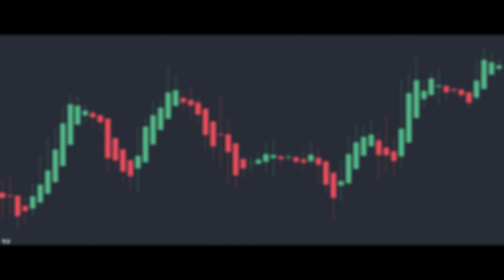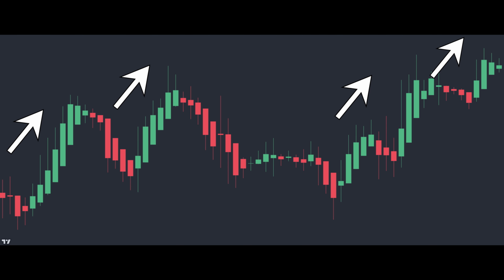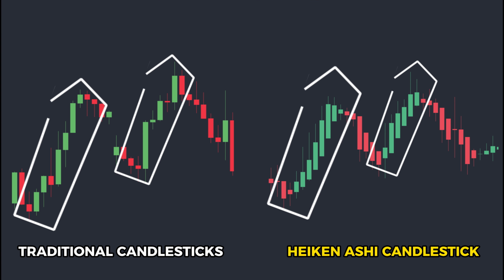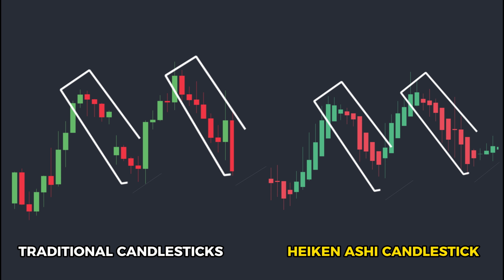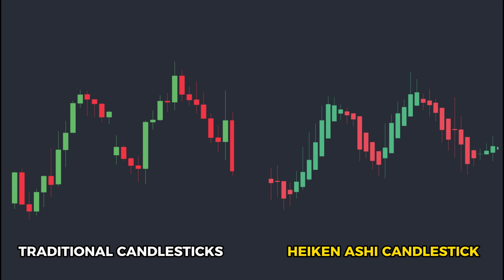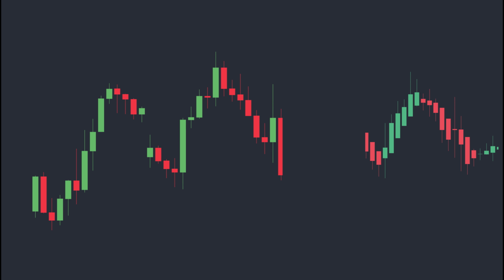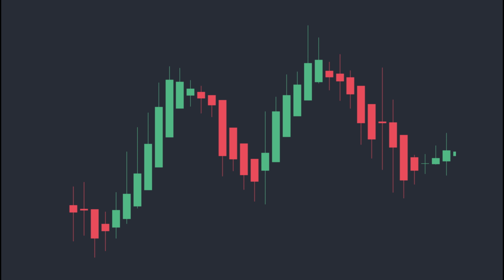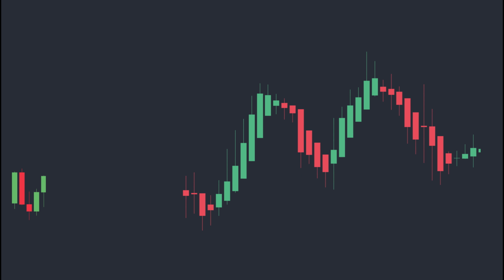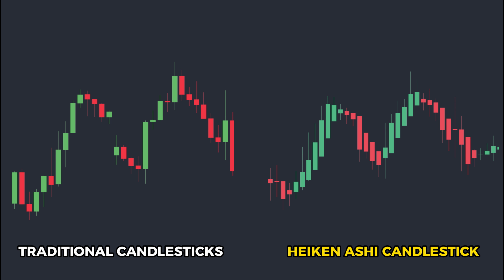First, let's talk about Heikin Ashi. Heikin Ashi, meaning average bar in Japanese, is a type of candlestick chart that smooths out price data to help identify trends more clearly. Unlike traditional candlesticks, Heikin Ashi charts are designed to filter out market noise, allowing you to see the overall market direction more easily. As you can see in this comparison, traditional candlesticks show you the open, high, low, and close prices for a given time period. But Heikin Ashi candles are calculated differently, which gives a smoother, more consistent picture of market movement.